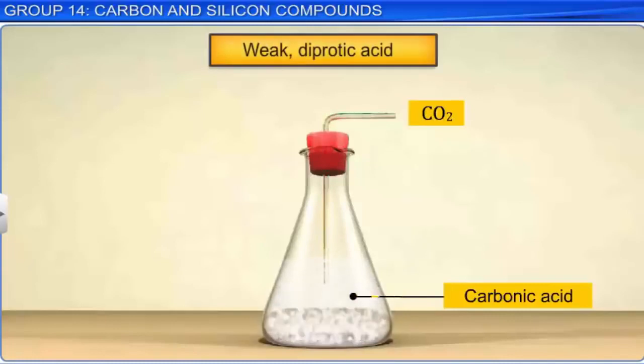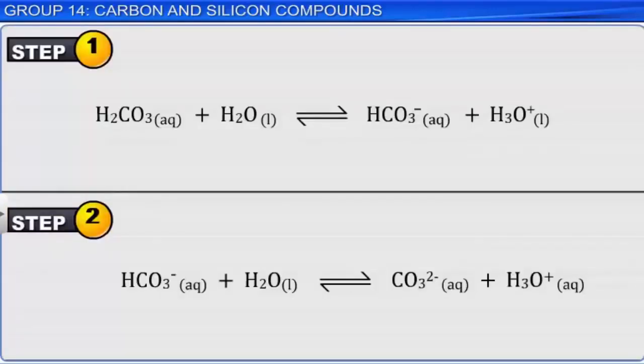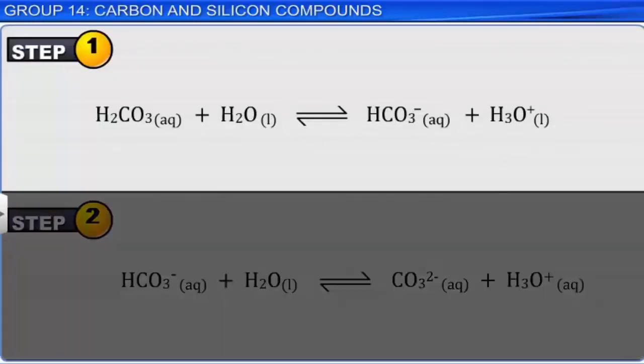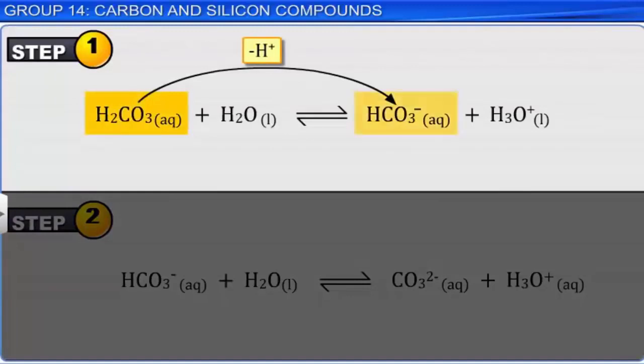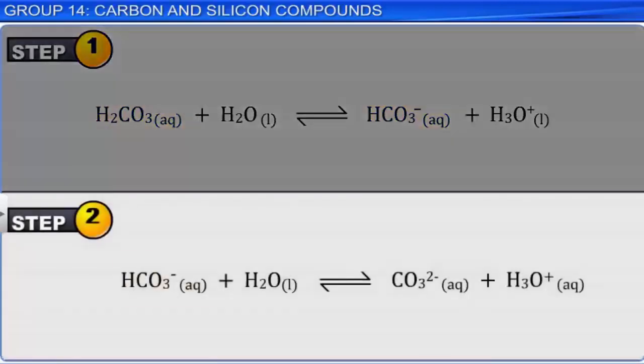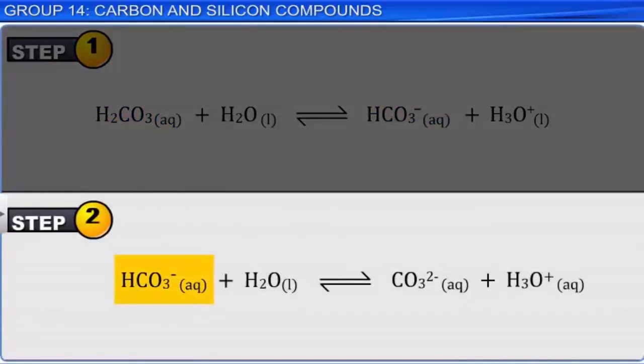Carbonic acid is a weak diprotic acid. It dissociates in two steps. First, carbonic acid loses one hydrogen ion to form a hydrogen carbonate ion. Then, the hydrogen carbonate ion loses its hydrogen ion, resulting in a carbonate ion.